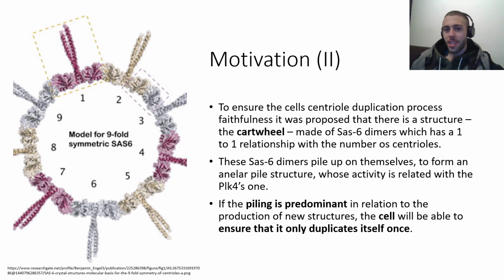So, to ensure the cell's centriole duplication process faithfulness, it was proposed that there is a structure, the cartwheel, made of Cas6 dimers, which has a one-to-one relationship with the number of centrioles. These dimers could result in an annular structure, similar to the one shown in the figure, and can pile up on top of themselves to form an annular pile structure whose activity is related with the PLK4. Nevertheless, the most important thing to take away from this is that if the piling up is predominant in relation to the production of new structures, the cell will be able to ensure that it only duplicates itself once.